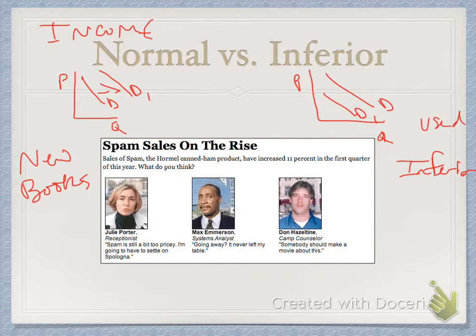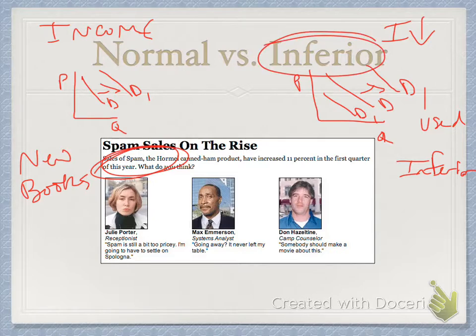Right? This is from The Onion. During the recession, people were selling tons of Spam. You would say when incomes went down, demand for Spam went up, and therefore it's an inferior good. They moved in opposite directions. When income went down, demand for ham went down, therefore it's a normal good.